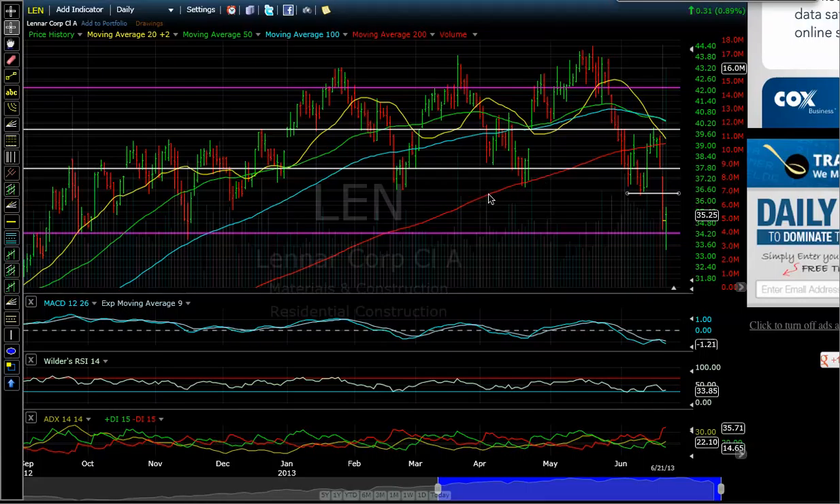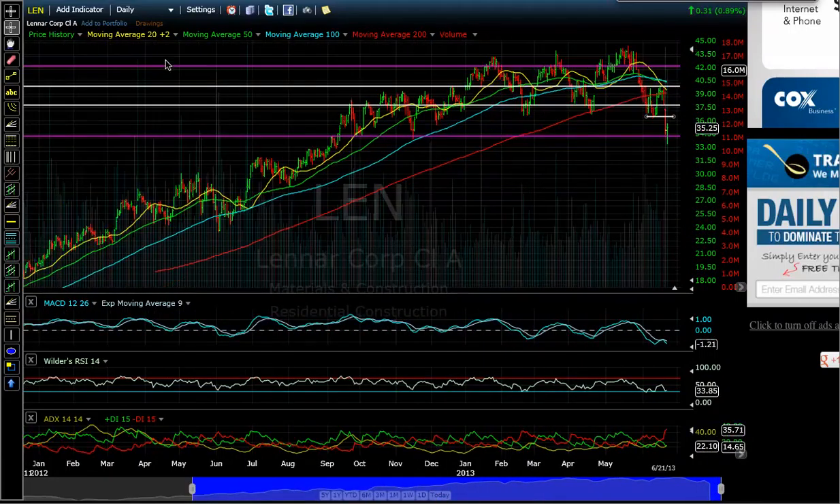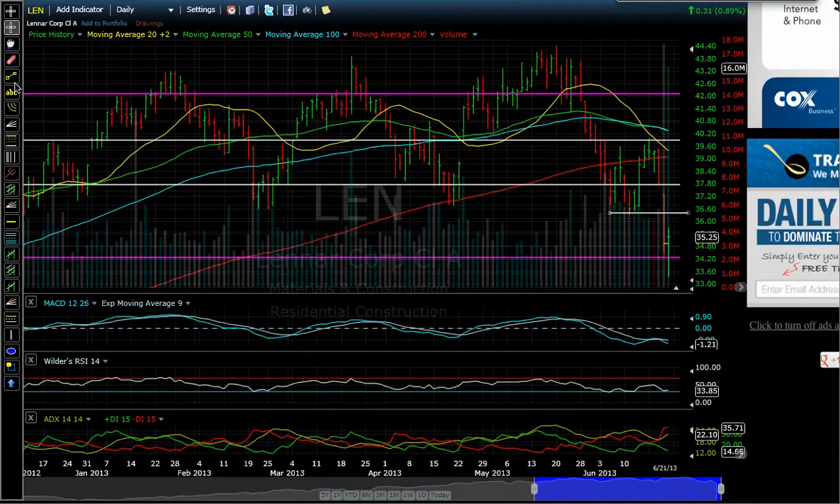Now, what's interesting about Lennar is you can probably make a trend line at those levels there. Either one. You can do it there, you can do it there. You can probably make your trend line.